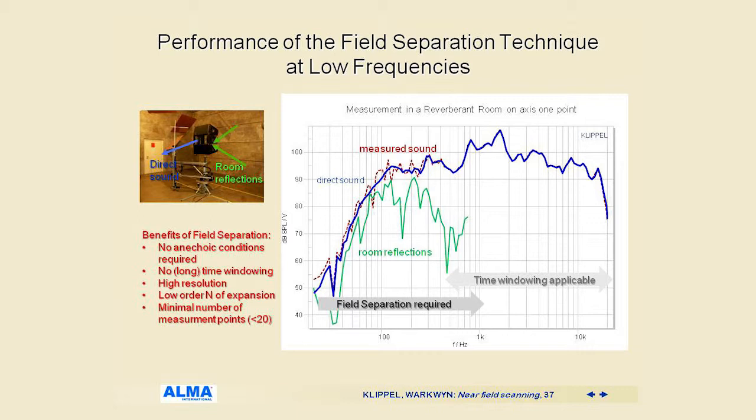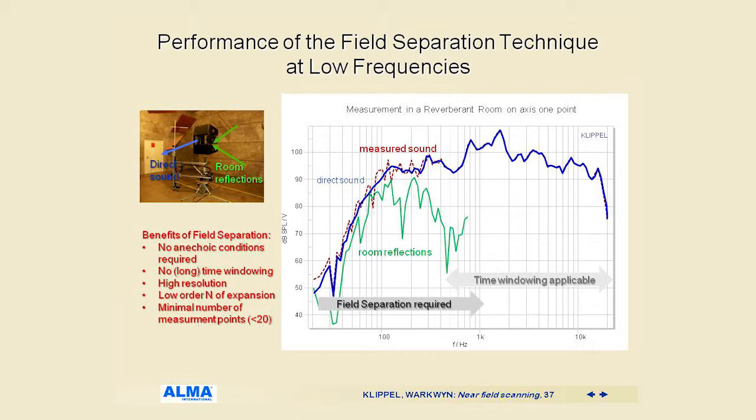Here's the measured sound. And this is the direct sound, which is not measured but actually calculated by subtracting the room reflections. So you have the measured sound minus the room reflections gives us the direct sound. Field separation is required because we are in a reverberant room. However, above a certain reflection frequency, we can use the time windowing and gated impulse response.